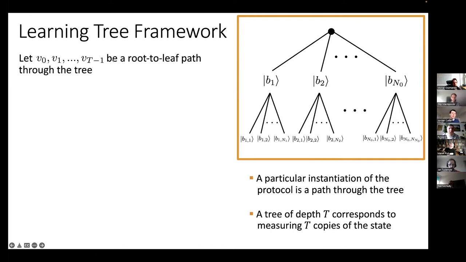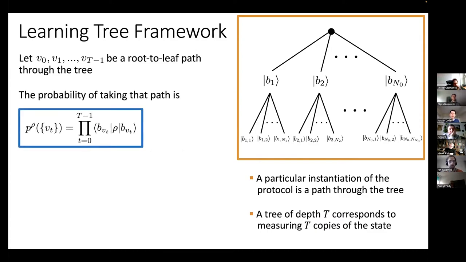So let V naught through V T minus one be a root to leaf path through the tree. That is, let these label vertices of the tree where we start here and then we traverse the tree through a particular measurement protocol. Now the probability of taking that particular path, if we keep getting the state rho each time, is going to be this product. When we are at the particular vertex V sub T, which corresponds to this basis element, this is the probability that we measure rho to be in this basis element. And it's the product over all such basis elements over this particular root to leaf path through the tree.